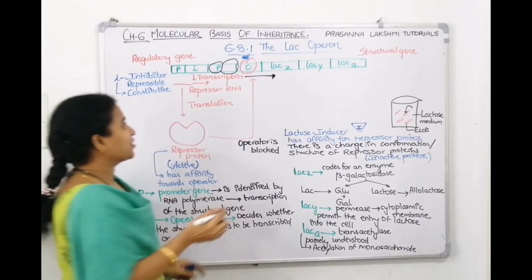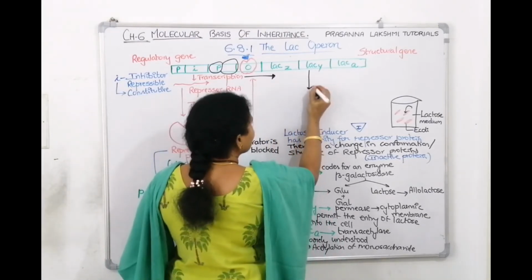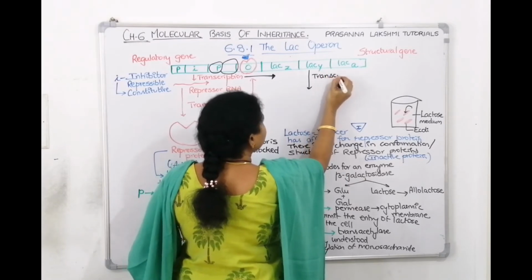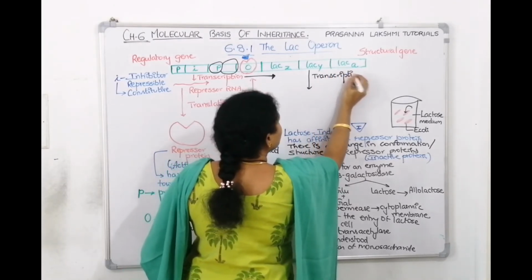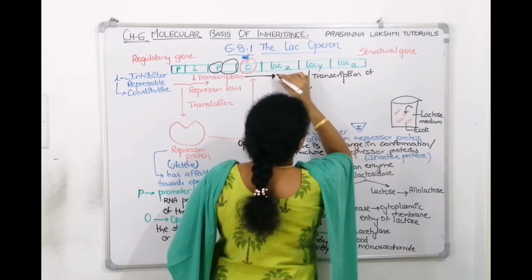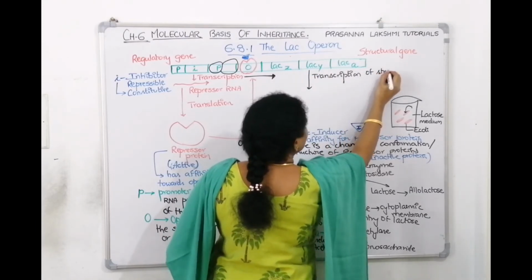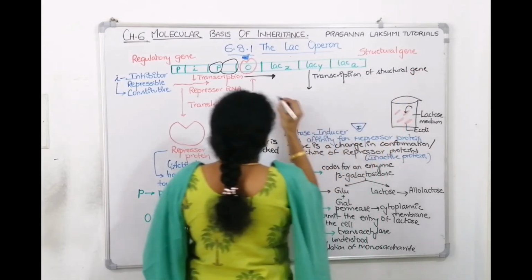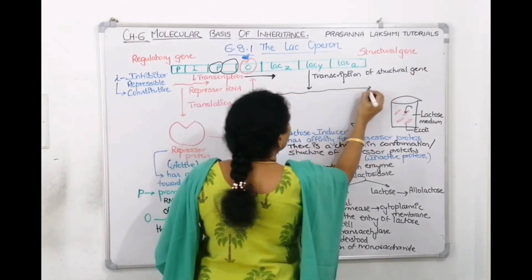Finally, it reaches the structural gene. When it has reached the structural gene, what will it do? It will do the transcription of the structural gene. This is the structural gene I told you about. Transcription means making RNA. Then you will get an RNA.